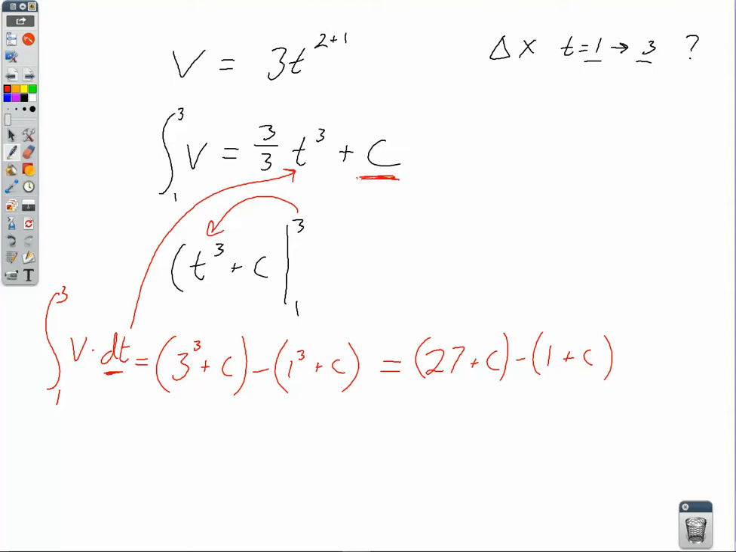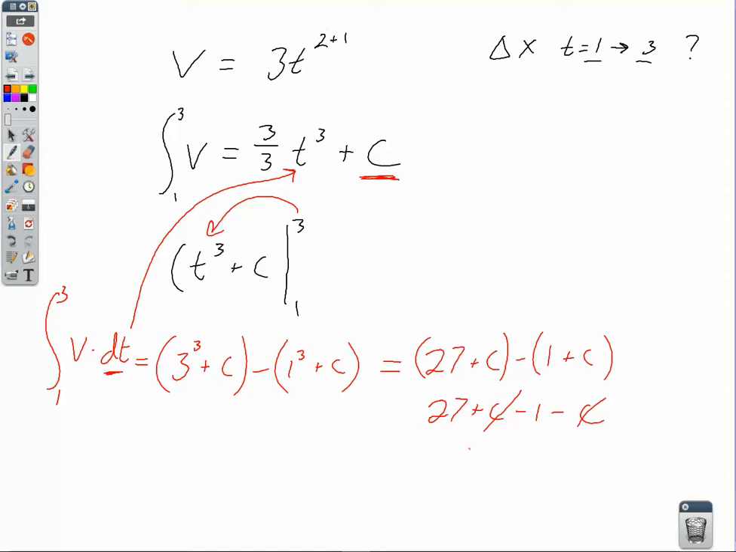But look what happens to the constant here. We got 27 plus c minus 1 minus c. The c's cancel out. And that's going to happen every single time you take a definite integral, okay? Because you're always subtracting the lower limit's evaluation from the upper limit's evaluation. So that constant of integration, gone, always.